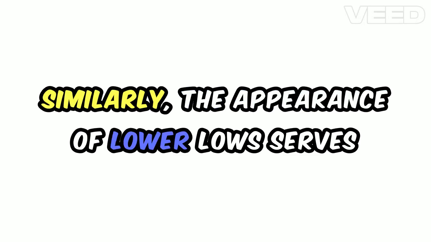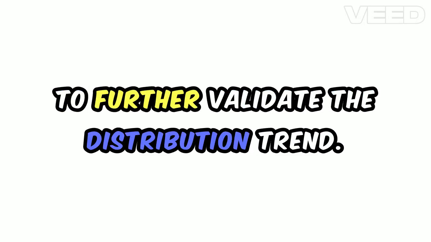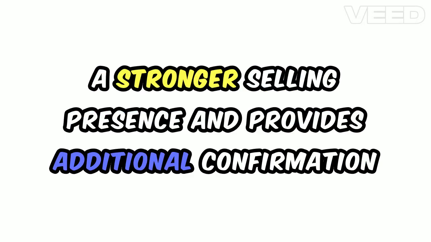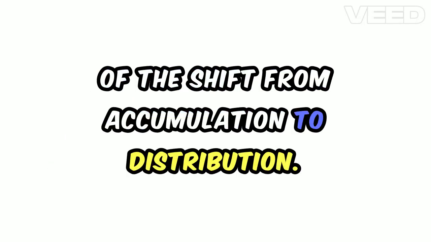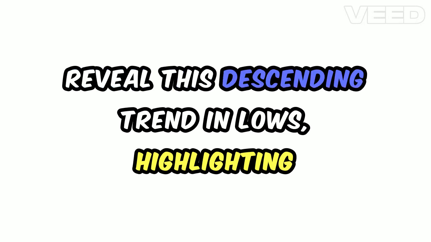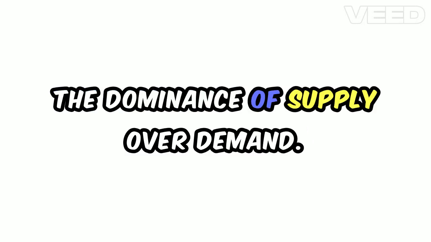Similarly, the appearance of lower lows serves to further validate the distribution trend. As each subsequent low dips lower, it reflects a stronger selling presence and provides additional confirmation of the shift from accumulation to distribution. Both bar and P&F charts reveal this descending trend in lows, highlighting the dominance of supply over demand.